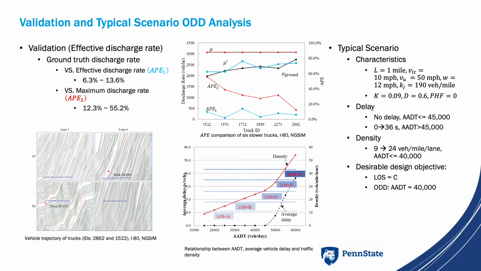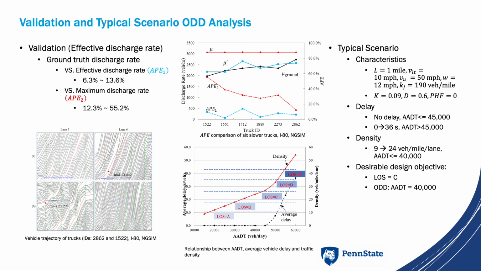In the numerical analysis, we first validate the effective discharge rate using the NGSIM data, and we can find that the absolute percentage error of the effective discharge rate is obviously lower than that of the maximum discharge rate. Under a typical scenario with characteristics listed here, we can find that when the AADT is lower than 45,000, there is no delay. And when the AADT goes up, the delay will increase from 0 to 36 seconds.